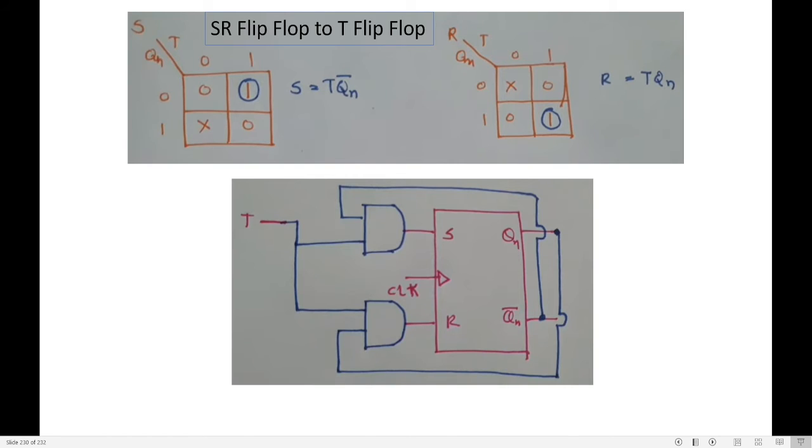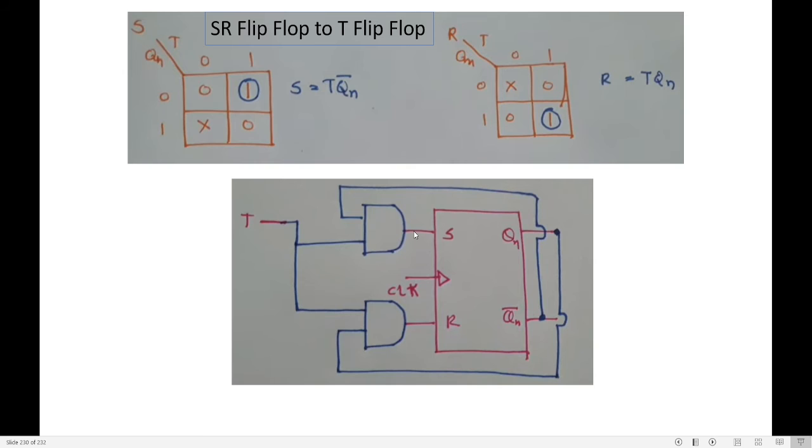Next, I need to write the logic diagram. What is available? SR flip-flop. So this is my SR flip-flop. I have S, I have R, and I have outputs Qn and Qn bar. Now what do I need to do? S should be connected to T Qn bar. So I take an input T that needs to be multiplied with Qn bar. I go to Qn bar, take a wire, and use an AND gate to do that function.